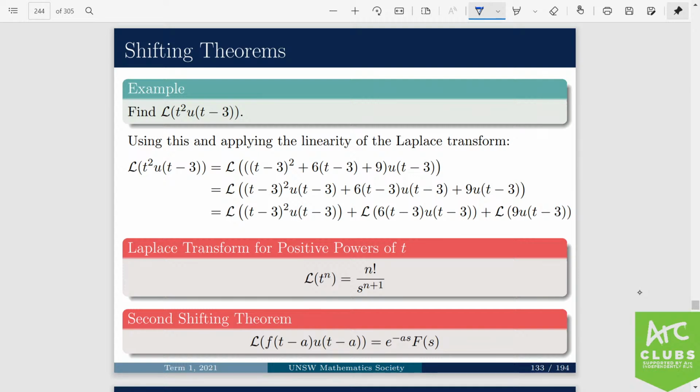So what we do is then we substitute our new version into the expression here, and then we just apply the linearity of the Laplace transform.